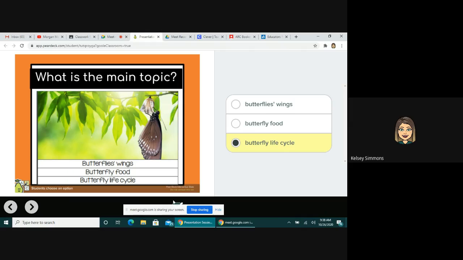Now, at the bottom, it shows us a little check mark saying that you have answered it. I will get back with you and let you know if your answers are correct once you choose them. So I did the first one for you, butterfly life cycle. I believe that's the correct answer for what's the main topic because I see a cocoon and I see a butterfly. So I know that a butterfly comes out of its cocoon once it goes into that period of changing and metamorphosis from the caterpillar to the butterfly. So I believe this picture is about the butterfly life cycle.